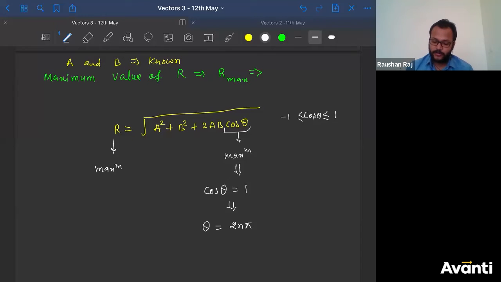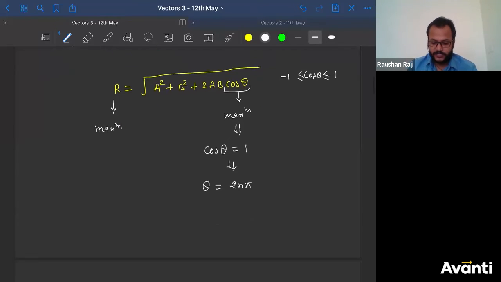When are you going to get cos theta as 1? Sorry, not odd, even. So when you are going to get cos theta as 1, when theta is an even multiple of pi: 0, 2 pi, 4 pi, 6 pi, 8 pi, like that. Okay? So when we are going to get cos theta as 1, theta will be an even multiple of pi. Keep this in mind. In trigonometry, your teacher will teach you this easily. So you can say that theta is equal to 0, 2 pi, 4 pi, and so on.